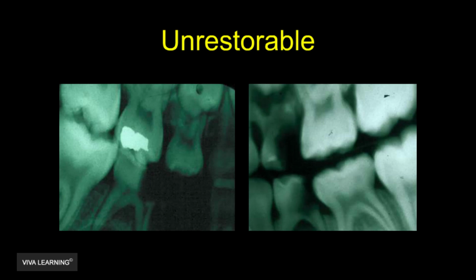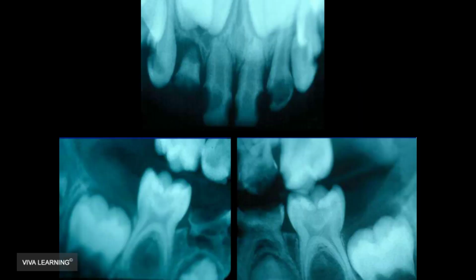Once we have this tooth out, and this tooth out, the appropriate thing would be to put a band on that upper second primary molar and a space maintainer, put a band on the 2 6-year molars, and put in a lingual arch. Let's take one more look at some unrestorable teeth.